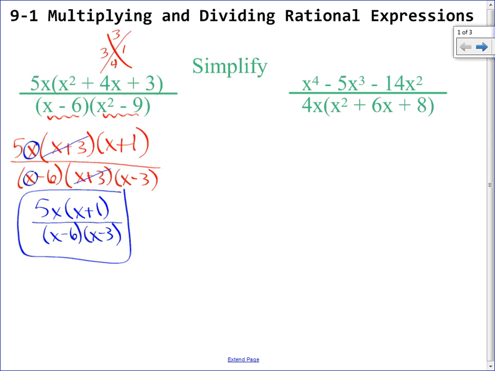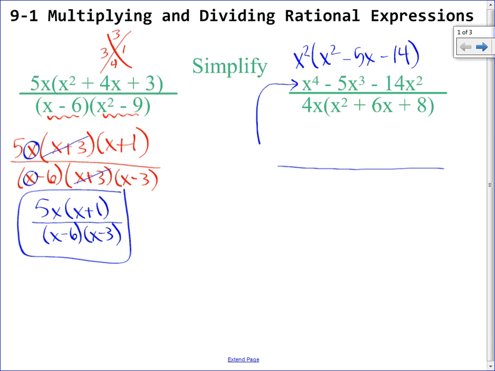Okay, so let's try this one. So looking at the top. Okay, so let's start with that. We've got, I'm going to write it right above it. So we can take x squared out. We're left with x squared minus 5x minus 14.